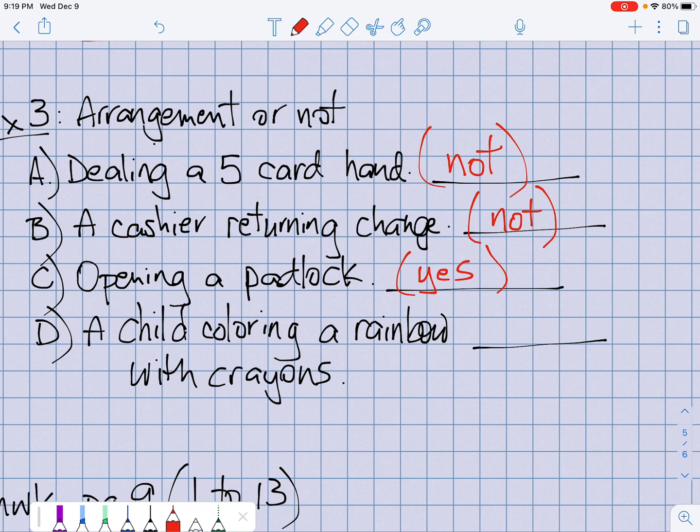A child coloring a rainbow with crayons. Is order important there? The order that they grab the crayons. And for most of us, we're going to say no. It's not a big deal. Kids can color rainbows however they want. Some of you are artists, and you know that there's Roy G. Biv, and rainbows must follow a particular scientific pattern. But remember, the order that they color it in is not a big deal. The fact that they put the colors, which one they put in first, is not essential.